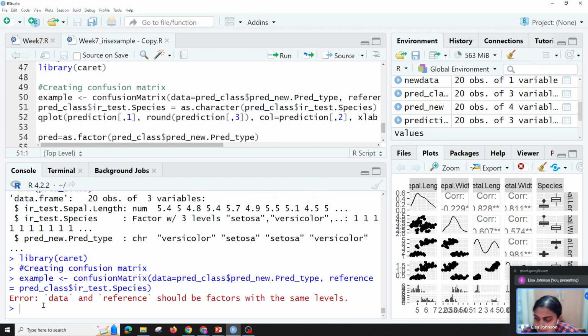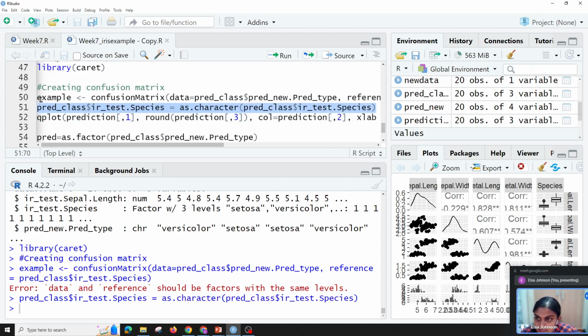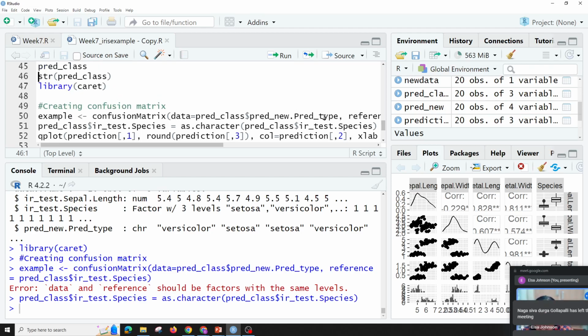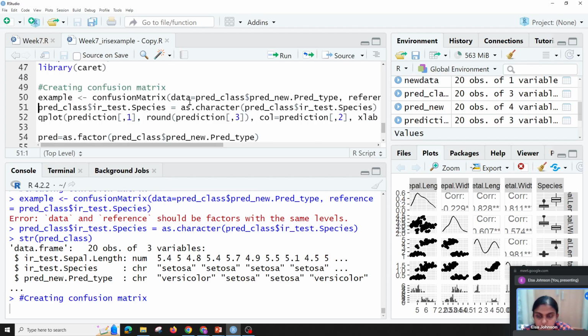So here you can see data and reference should be factors with same levels. So either you can convert it to a factor or you can convert it to character. First we'll do one type. I'm just converting species to a character, and then I am running the confusion matrix again. So first we'll see str of pred class again. You can see now both are characters.